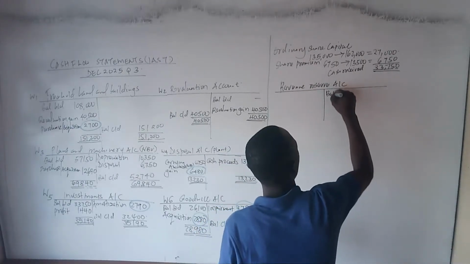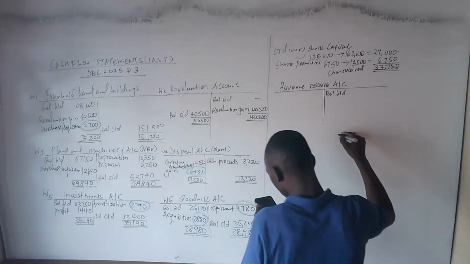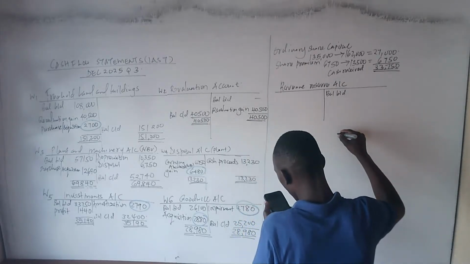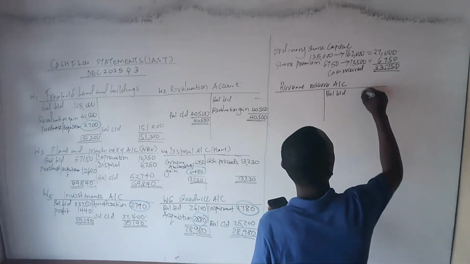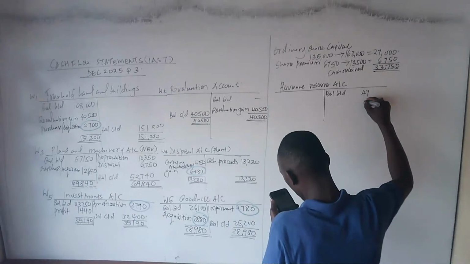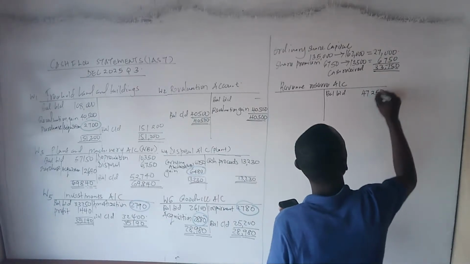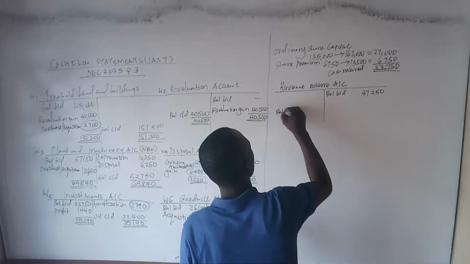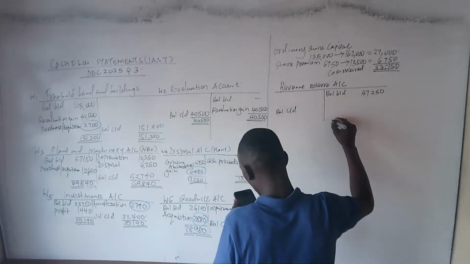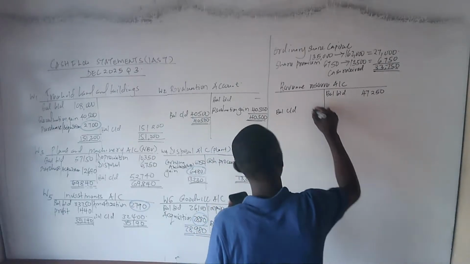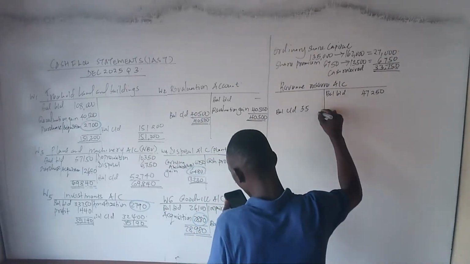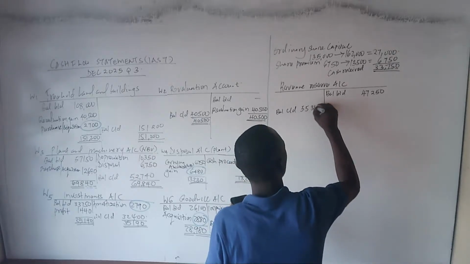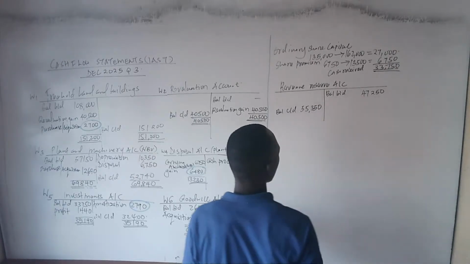And for the revenue reserve account, this is what we have. We have our balance brought down. We are given an amount of 47,250. Then we have the balance carried down. This is a capital, and all capital has a credit balance of 55,350.